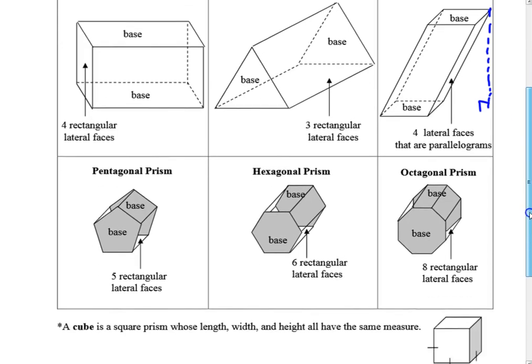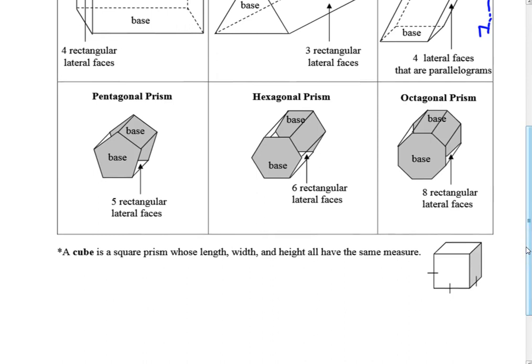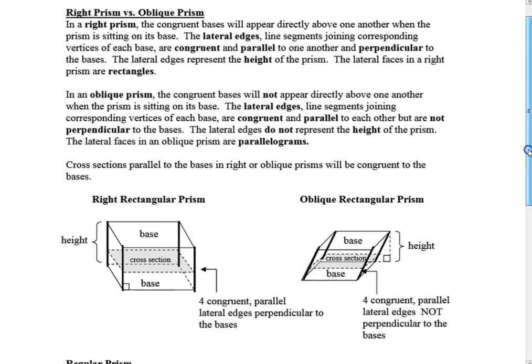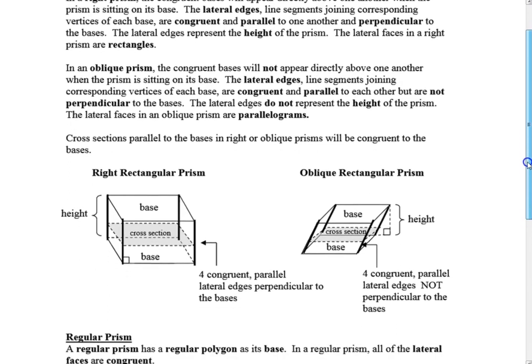So we see a couple others: a pentagonal prism, a hexagonal prism, an octagonal prism. We're just referring to the base. And then a cube is a square prism whose length, width, and height all have the same measure. So cubes are common, and rectangular ones and cubes are going to be our most common ones that we'll deal with.